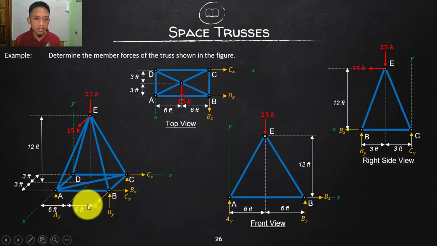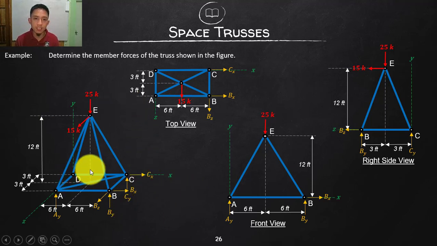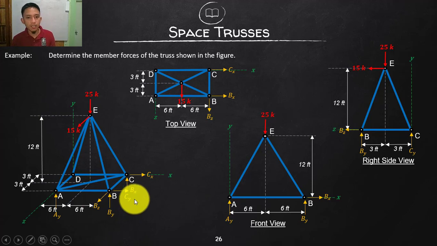So now we can say that, mainly by counting, there are 6 unknown reactions. But don't worry about that, because we have a lot of equations for space trusses. As I mentioned in the discussion before, we will not be using only 3, not just summation of x, summation of y, and summation of moment. We have summation of the 3 forces, and then summation of moments in the 3 axes. So a total of 6 available equations for the space truss or space structure. So now let's try to calculate first the reaction.